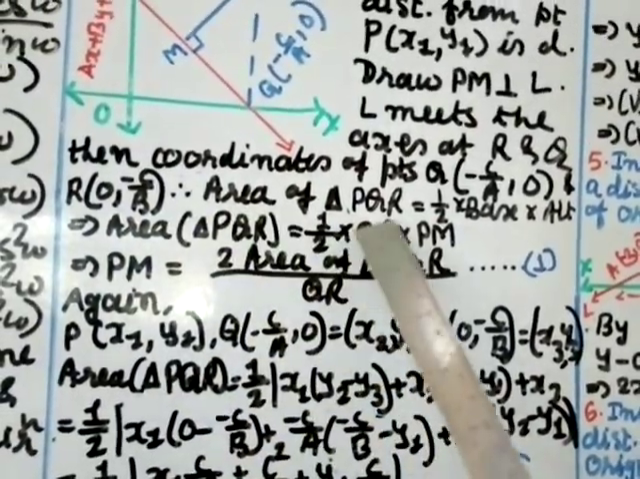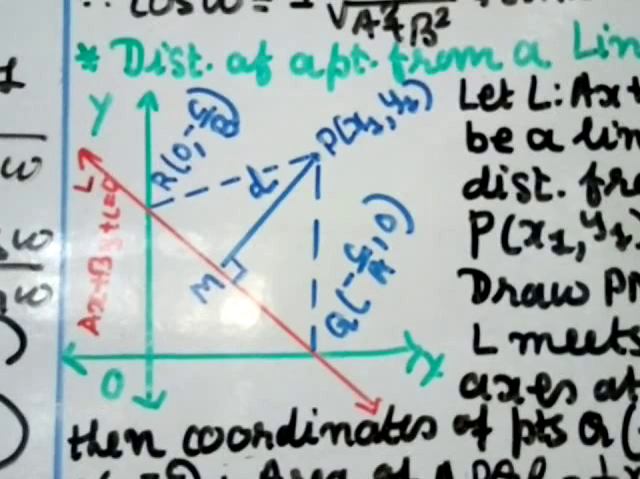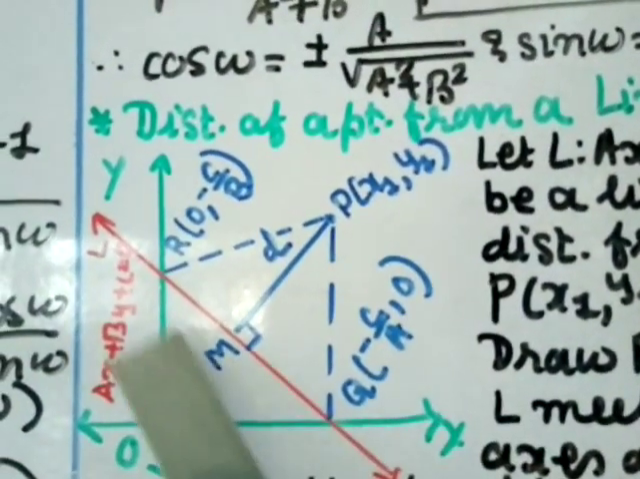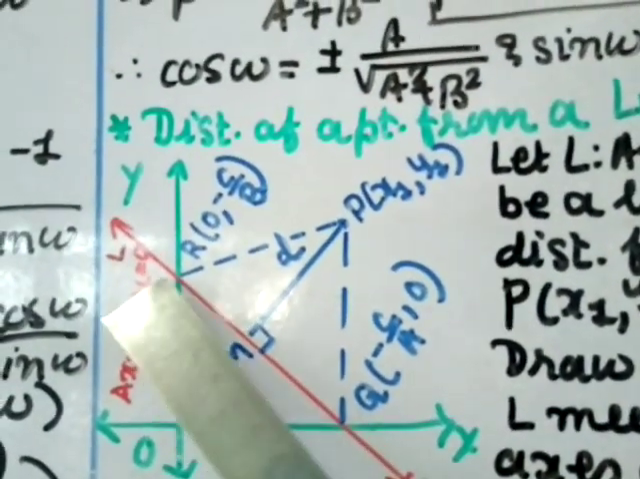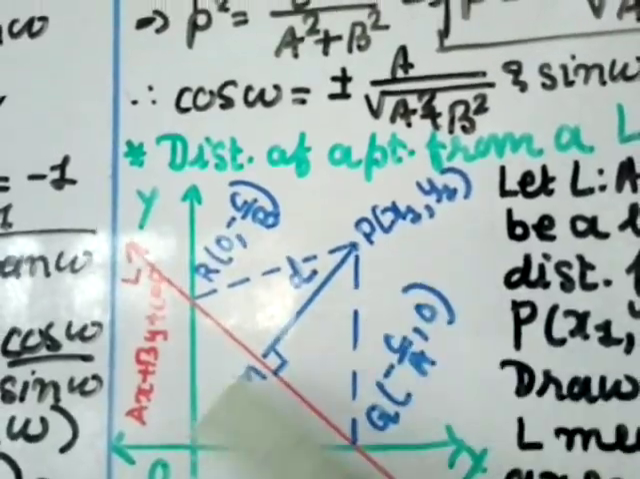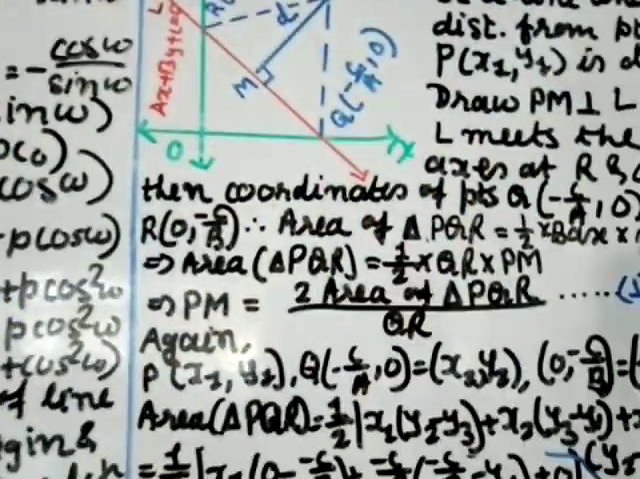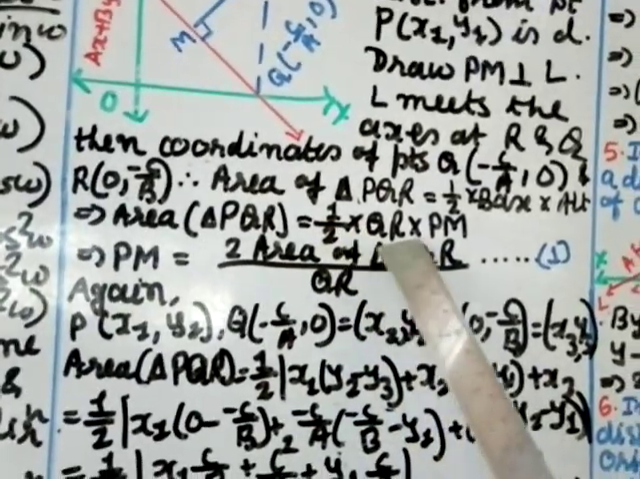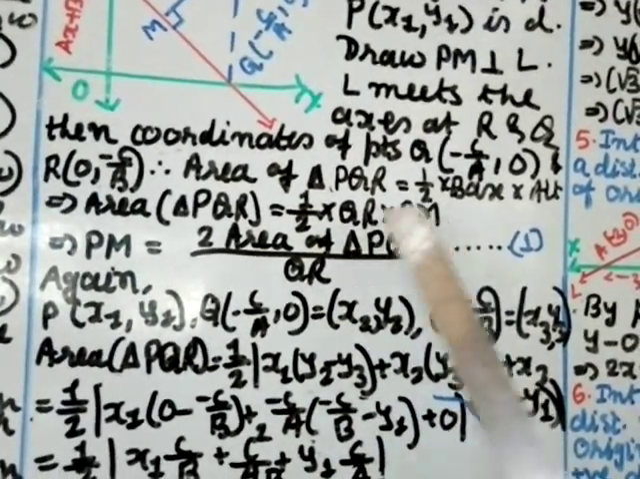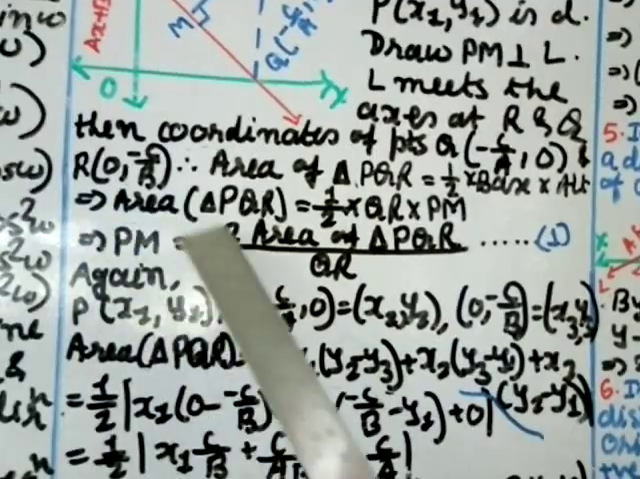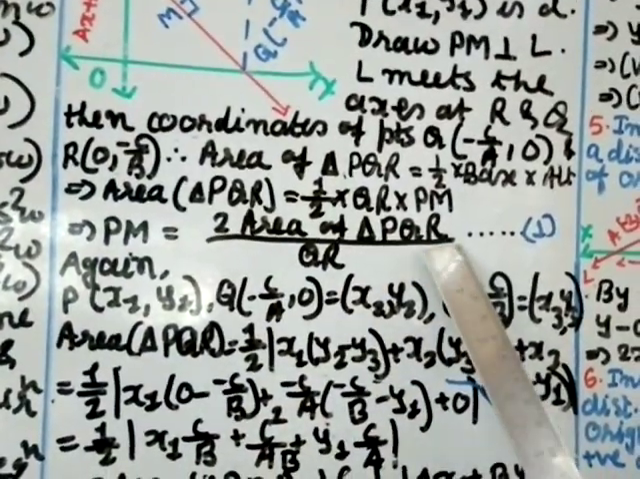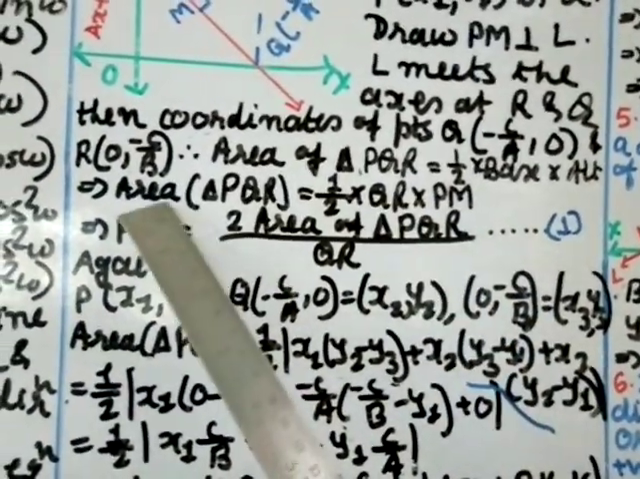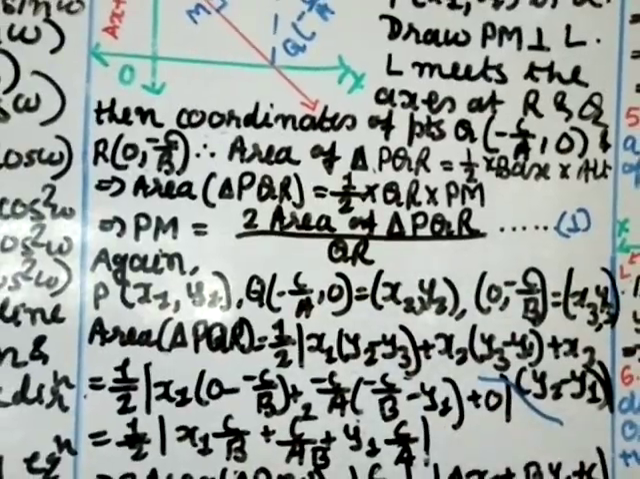Therefore, now we find the area of the triangle PQR. Half base, that is QR, into altitude PM. Using that formula, area of the triangle PQR is equal to 1 by 2 into QR into PM. PM keep here, 2 transfer over here, it will go to the numerator, so 2 area of triangle PQR, and QR will go in the denominator, QR, call this equation 1.